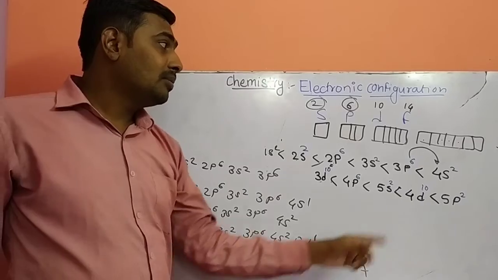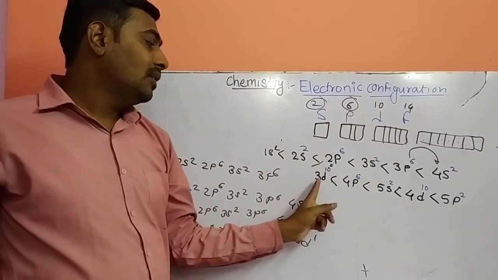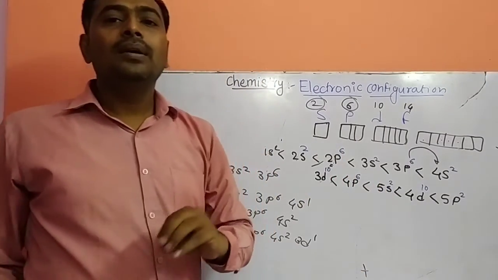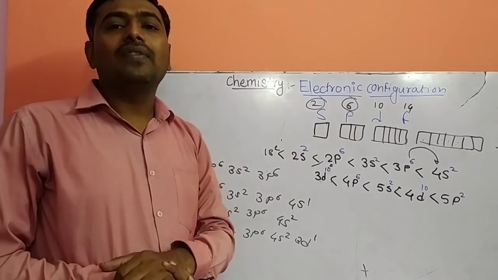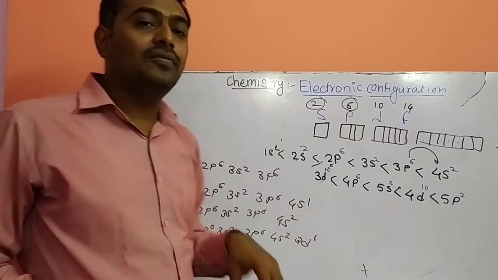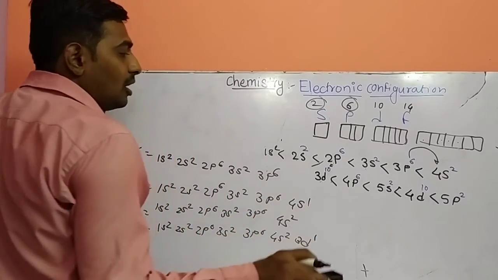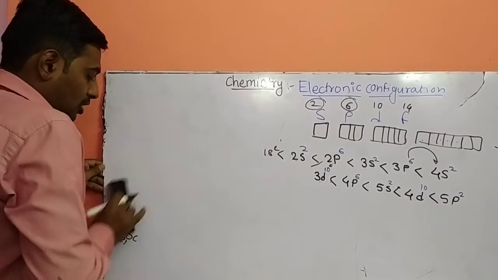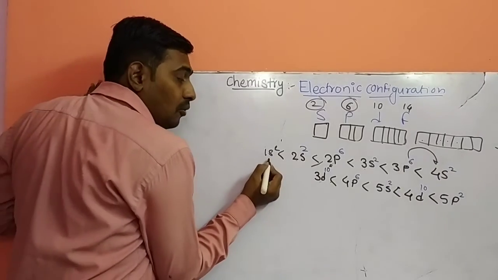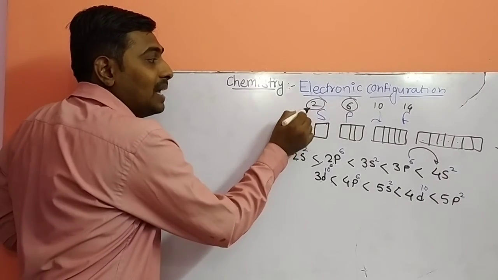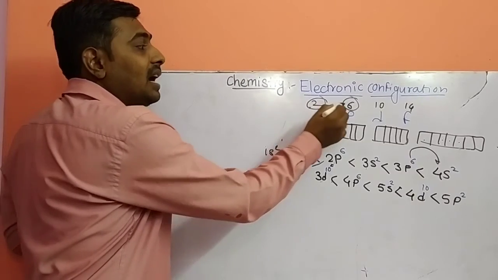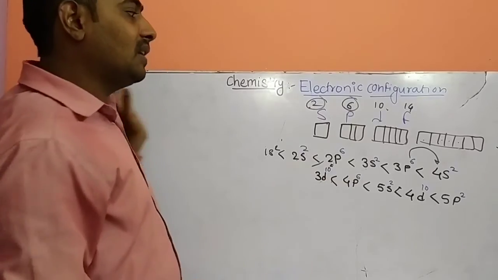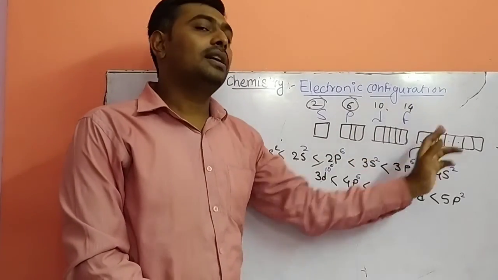Up to 10. After the d orbital is filled to its capacity, the next electron enters in 4p, then 5p. In this way, we can write the electronic configuration of an element. So electronic configuration is based on which rule? The Aufbau rule. So what is the Aufbau rule? In an electronic configuration, the lower orbital fills first. After the capacity of the lower orbital, the electron enters the higher orbital. After this orbital is filled, the electron enters the d orbital. After the d orbital is filled, the electron enters the f orbital.